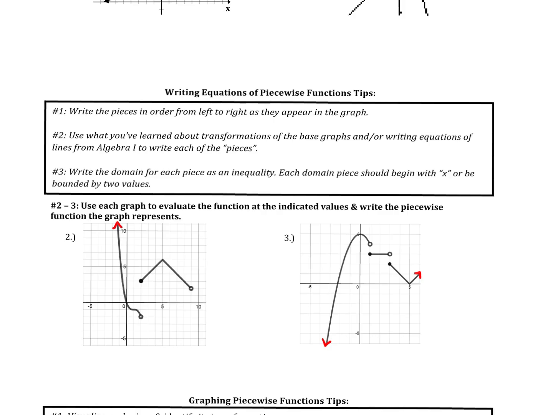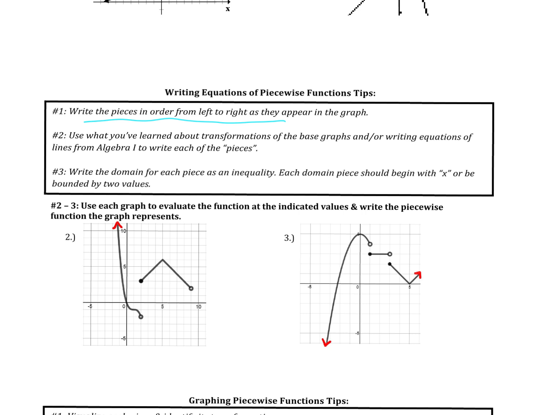The next part we're doing is writing equations. And so when we want to write a piecewise function, we want to follow these steps, these tips here. So first you want to write the pieces in order from left to right as they appear in the graph. That's very important because when you start to write your domain restriction, you want to make sure you're on the right side.